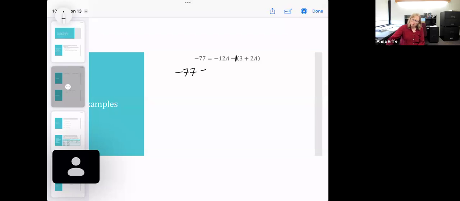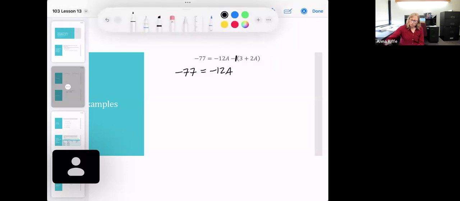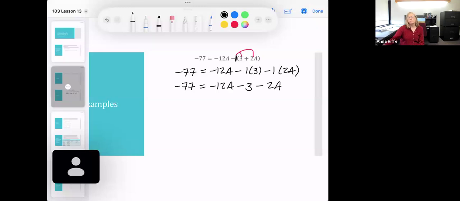Keep your answers coming in. I'm just going to write some things down. I've got somewhere with this PowerPoint. -12a. I'm going to distribute the -1. Good. -1 times 3. -1 times 2a. Great. So we've got -12a minus 3 minus 2a. So that should be what you get after you distribute.